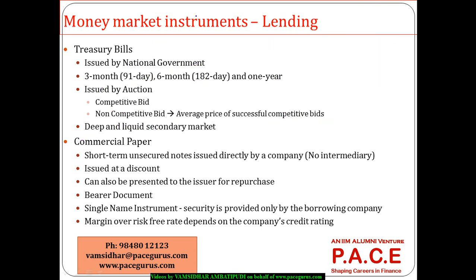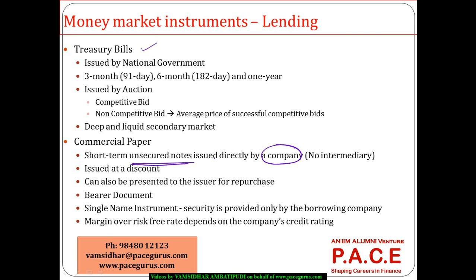Similarly, the borrowing that is generally done by a government for less than 1 year, we call a treasury bill. The borrowing that is traditionally done by a corporation for a short period, one of the major sources it uses is the commercial paper.